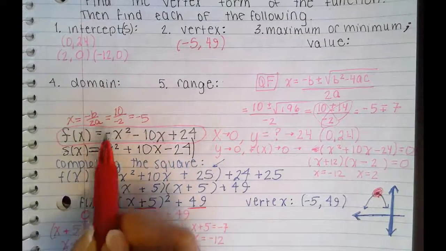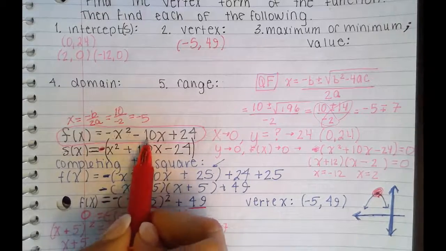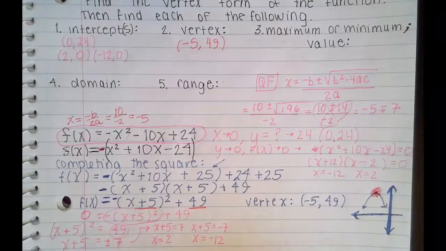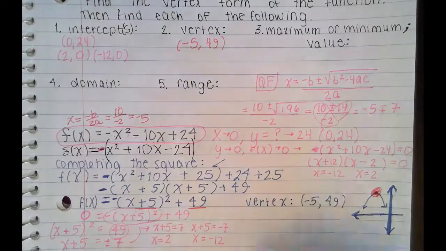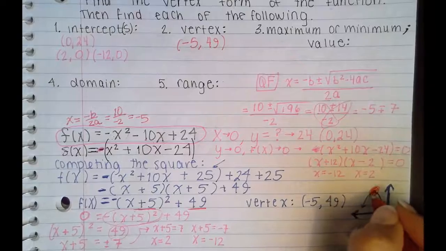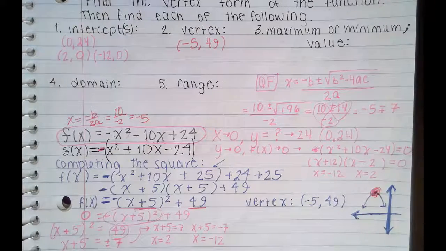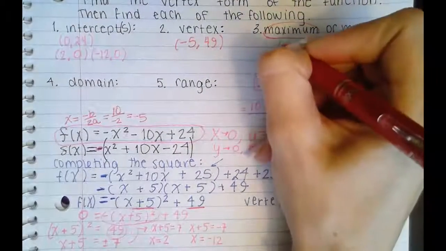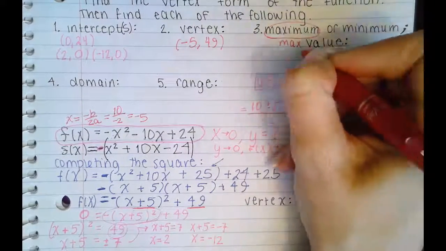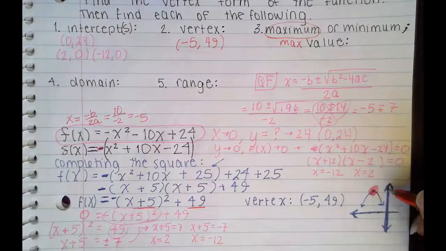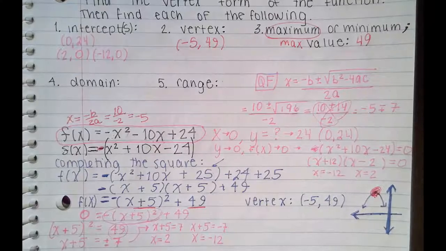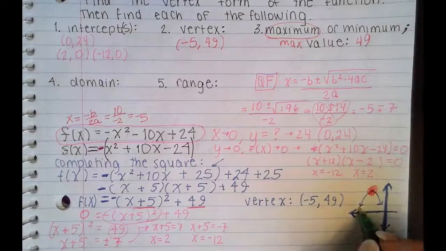Next, max or min value. Well, we said it's opening downward, so we definitely have a maximum value. What is that max value? Maximum value, what is that equal to? Well, what was the y value of it? Max value is 49. It's the biggest output value the problem would give us. The domain. The domain is asking us which x values are okay for us to use in this problem. Like all quadratic functions, it's all real numbers, or we can write that as negative infinity to positive infinity.